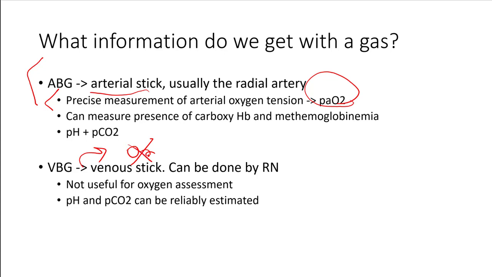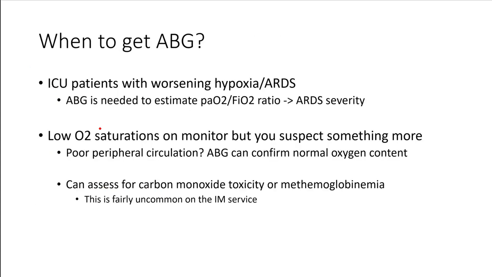But a VBG is a venous stick, can be done by any nurse, and it provides pH, PCO2. It'll list the O2, it'll list bicarb. Those things I think you shouldn't really be looking at with a VBG. But the VBG is fairly reliable for pH and PCO2. You just need to be aware that there's a small conversion. And so for simplicity, VBG wins. Detailed, accurate oxygen information, ABG wins.